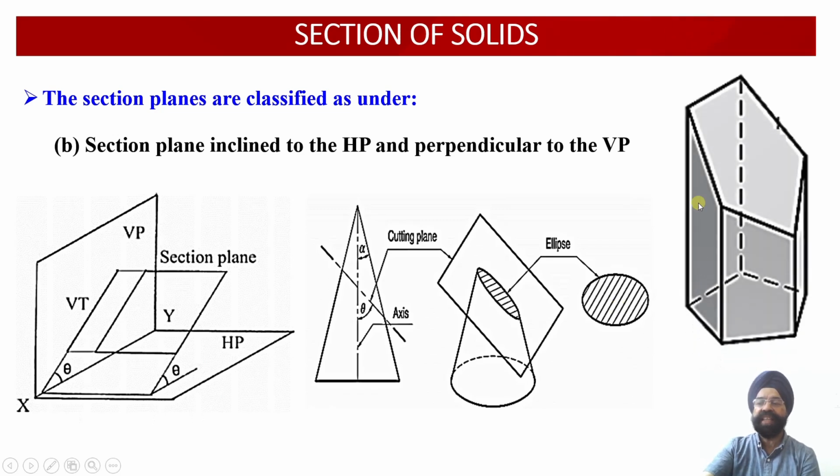Now this is another example of an AIP cutting the solid. This is a pentagonal prism which has been cut by a cutting plane which happens to be perpendicular to VP and inclined to the horizontal plane. So its top projection will once again be a shortened, reduced one, obtained on HP. Its true shape will be obtained if I draw an auxiliary plane parallel to this cut surface, and the projections drawn onto that auxiliary plane will give us the true shape of this cut section.